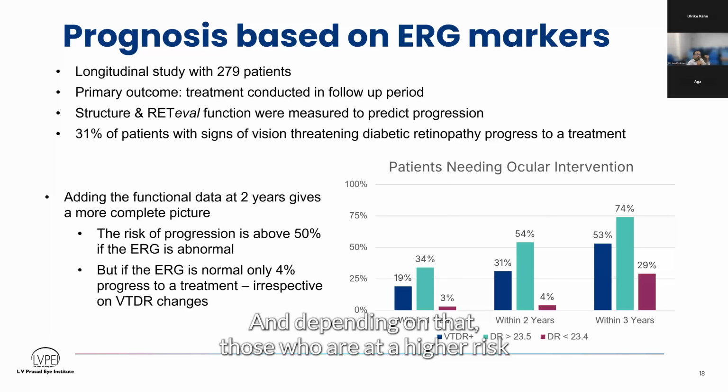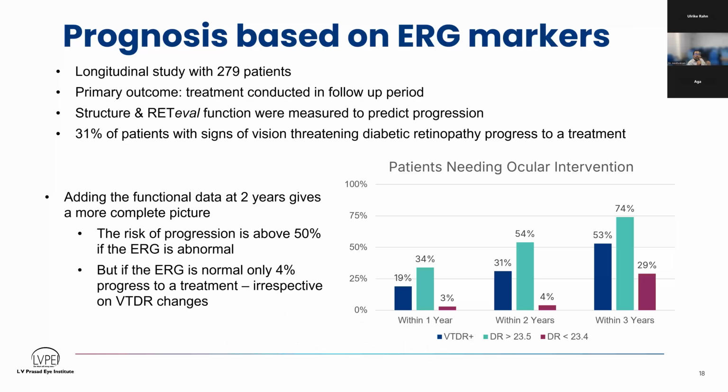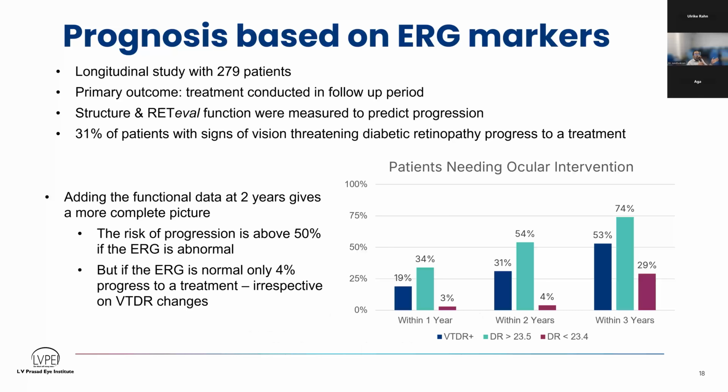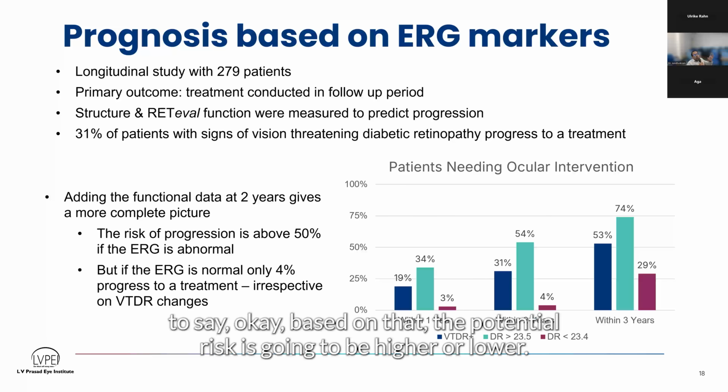And depending on that, those who are at a high risk can be called up for much shorter follow-up. So this is one of the useful things that we have in addition to what we can do in terms of looking at early detection. We can also use the ERG to make a prognosis to say, okay, based on that, the potential risk is going to be higher or lower.